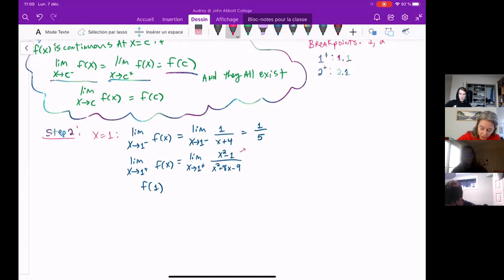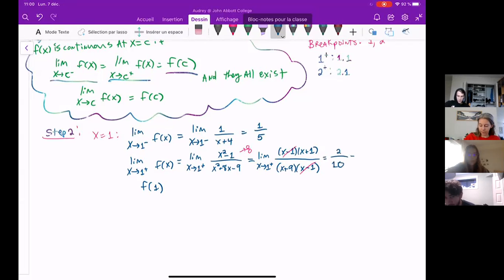So here I get 0 over 0. That doesn't mean I'm done. It doesn't mean there's a discontinuity. This is just the limit. We'll have to think about f of 1 later. So then I'm going to do the limit as x approaches 1 from the right. Here I have a difference of squares. And then down here, we actually already factored this. So we said it's x plus 9 times x minus 1. And then we cancel. And we plug in. And we get 2 over 10, which is 1 over 5.